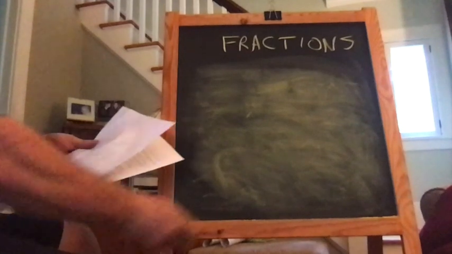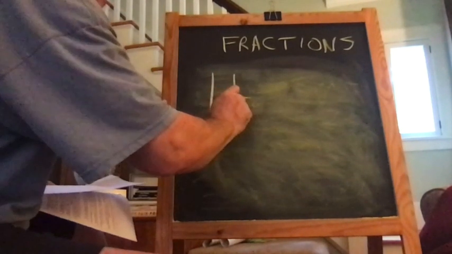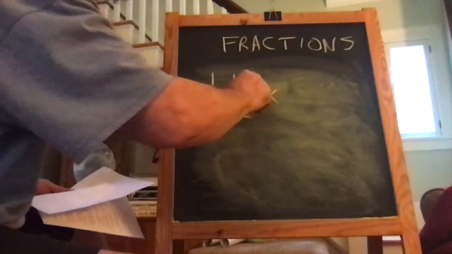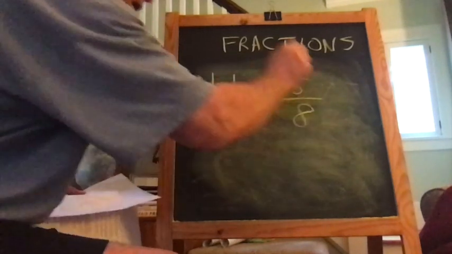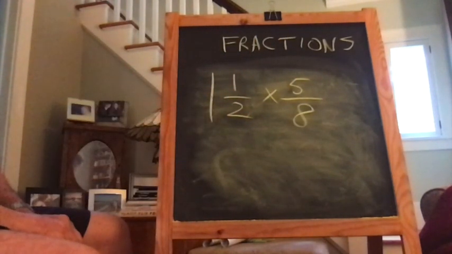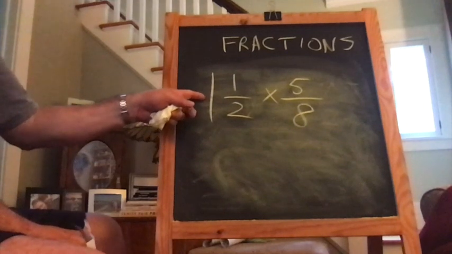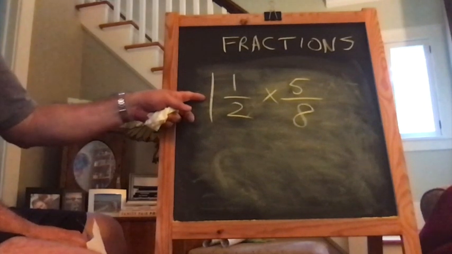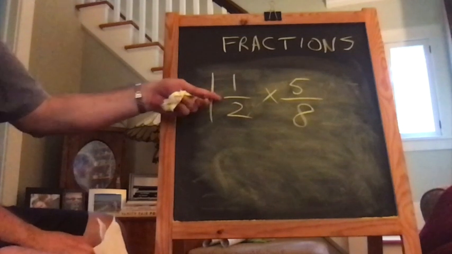All right. 1 and a half times 5 over 8. Who knows what this is called? Anybody? Remember we talked about this yesterday? It's a mixed number. It's a number and a fraction.